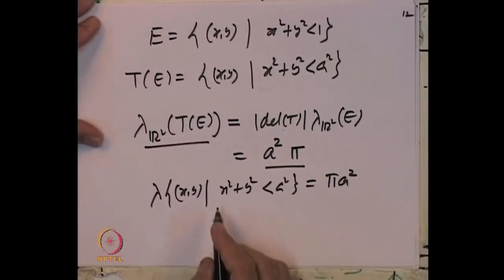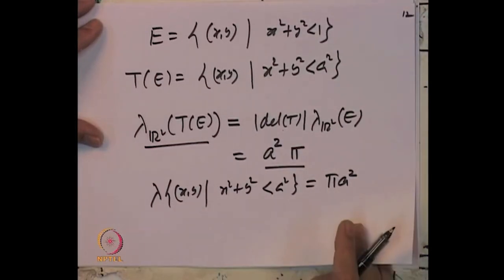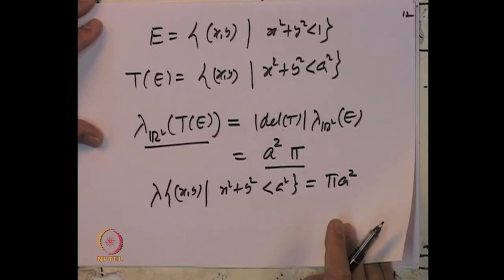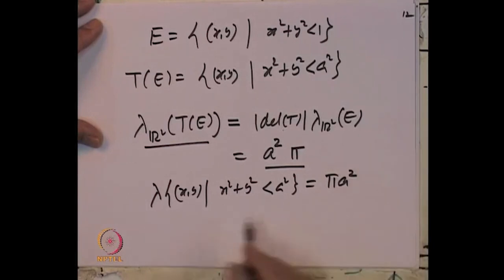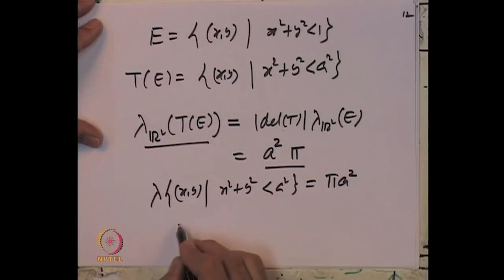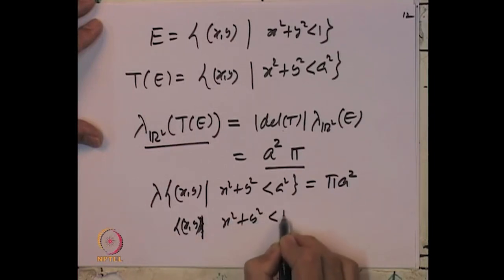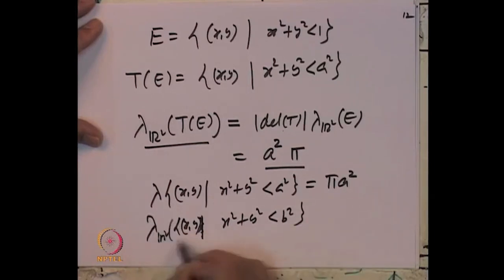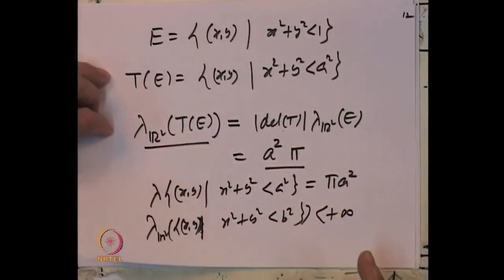Okay. And so, as a consequence of this, let us deduce that for the annulus region, the required Lebesgue measure is pi of b square minus a square. For that, we just have to observe that if I look at the circle, the set of points x y such that x square plus y square is less than b square is a bounded set, and its Lebesgue measure on R 2 is finite. So, it is a set of finite outer measure, finite Lebesgue measure.